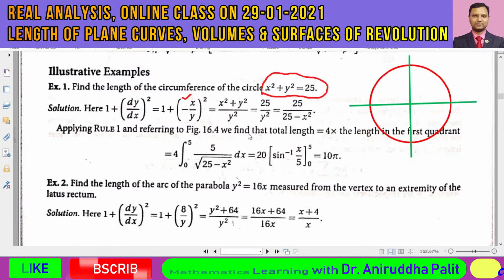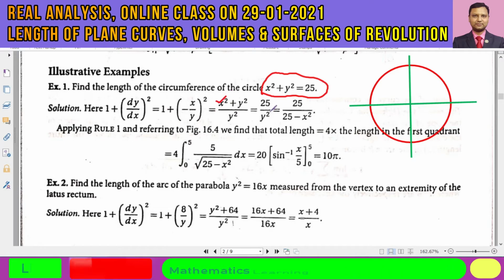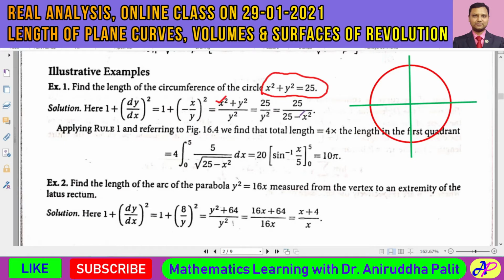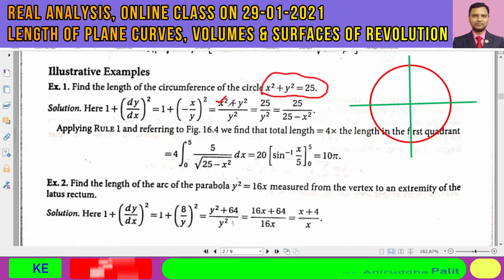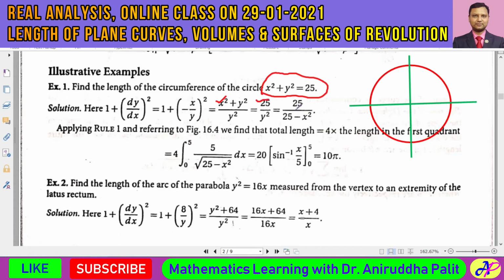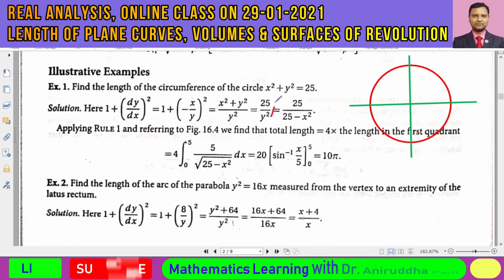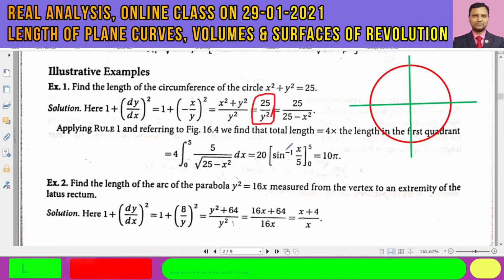And negative of x by y, just now over here, after taking this LCM, you see we have x square plus y square, that is equal to 25. So we have put x square plus y square is equal to 25 over here. And what we ultimately get is this kind of expression, and that is a function of y only.